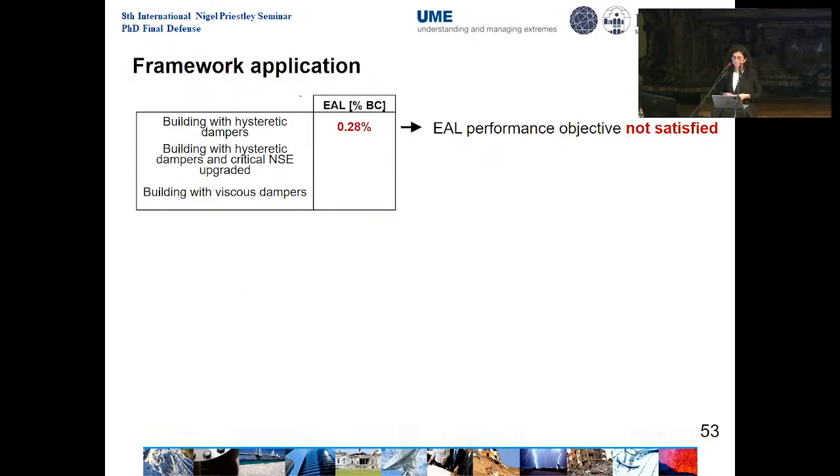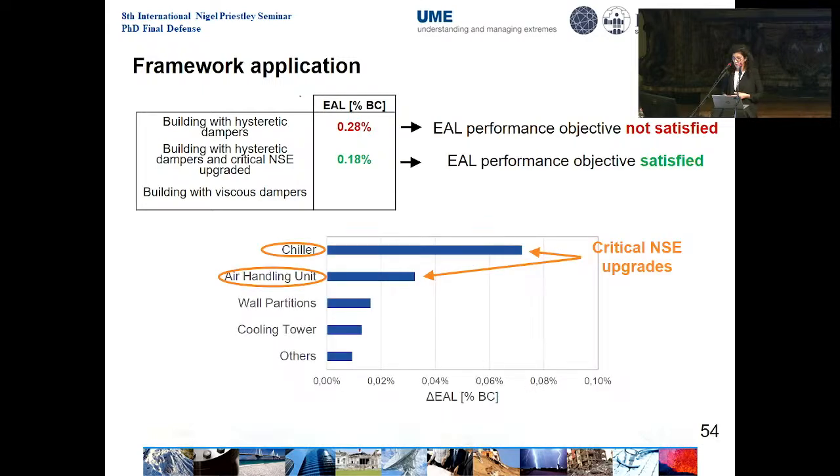So moving to the loss estimation step, we calculate first the expected non-loss for the building with hysteretic dampers. And we found an expected non-loss equal to 0.28%. So this expected non-loss was too high compared to the performance objective, that was 0.2%. So we apply our framework, and we obtain that chiller and air handling unit were the critical non-structural elements upgrade to be implemented in order to achieve the expected non-loss performance objective.